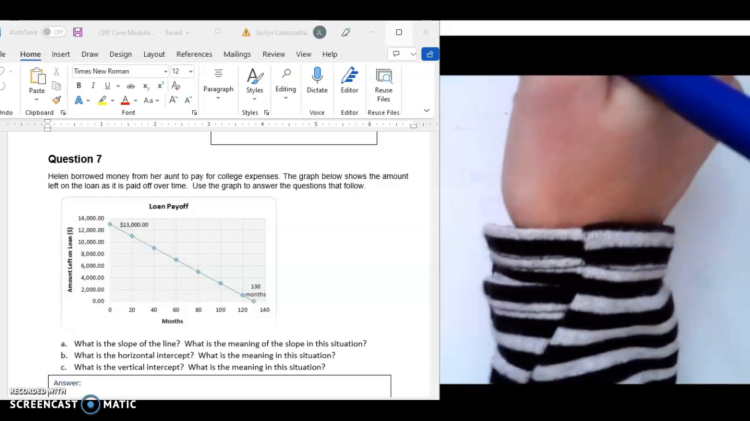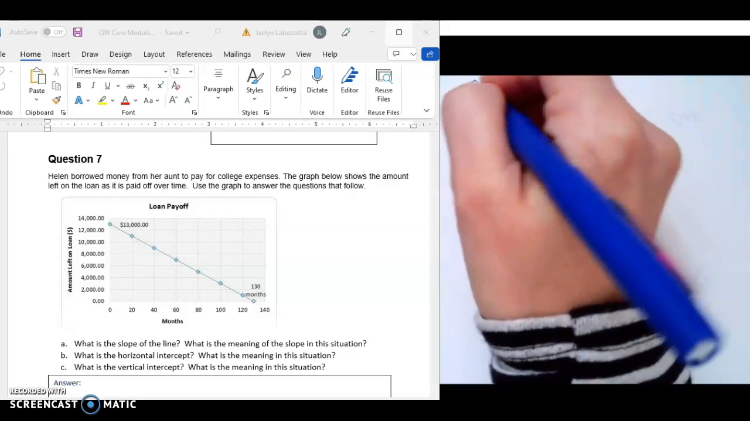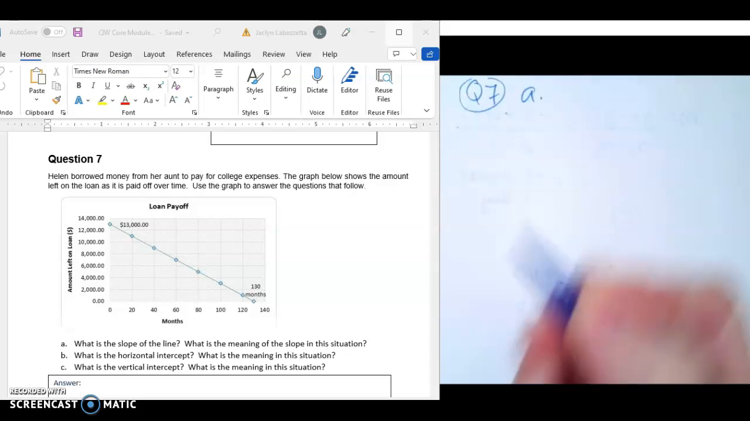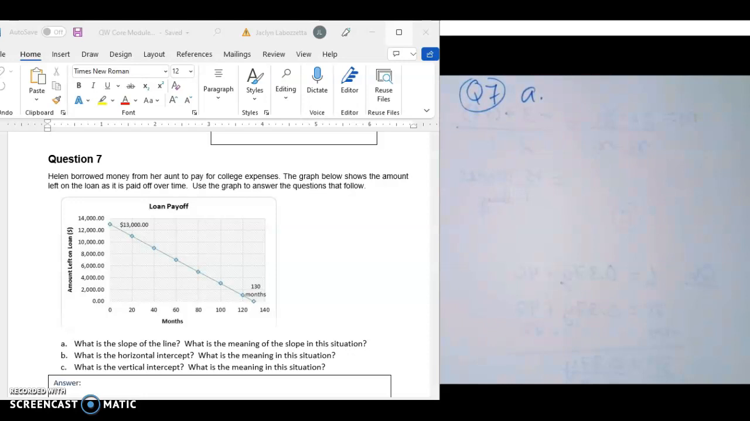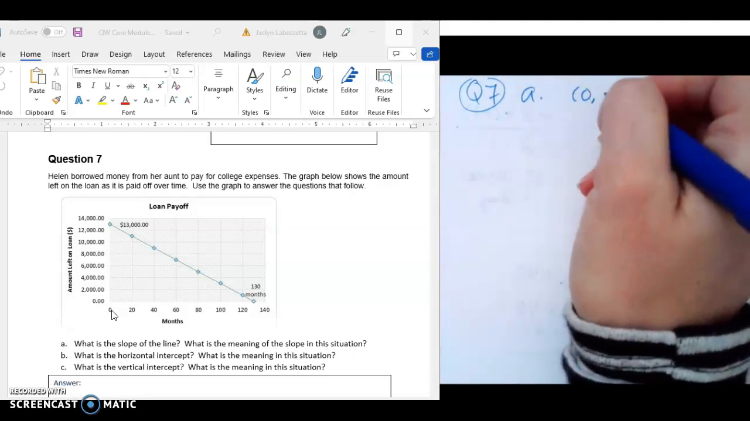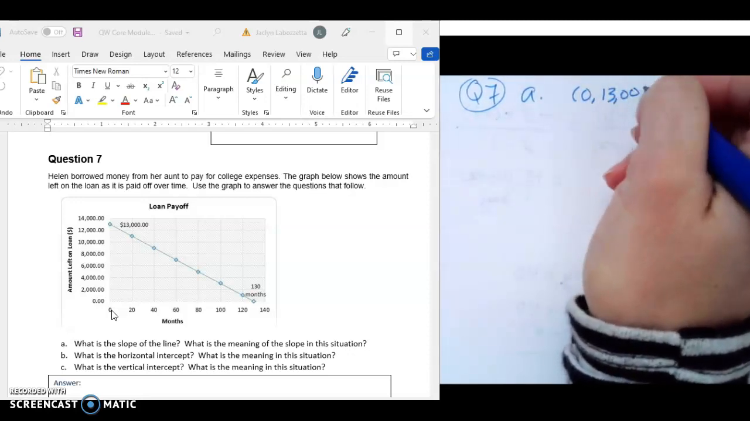So for part A, you are asked about the slope. You should be able to tell me the slope as a number and then interpret it in the meaning of the situation. To find the slope, we just need 2 points on the line, and we're given several different points that we could read. This first point is a nice point to read because this number here is 13,000, and that's for 0 months. So that first ordered pair would be 0 and then 13,000.